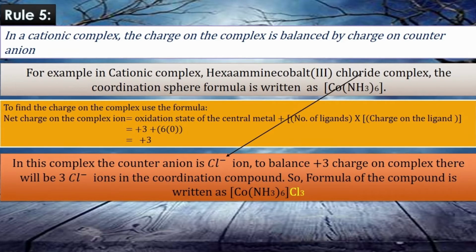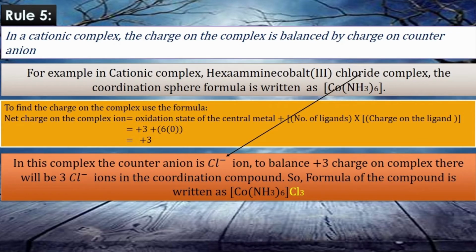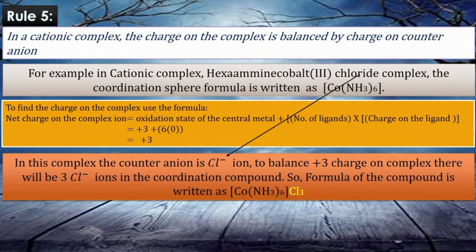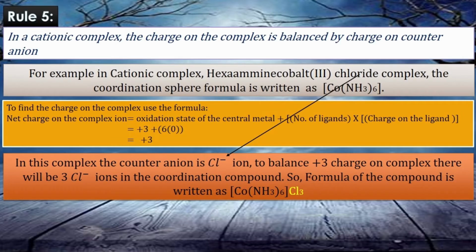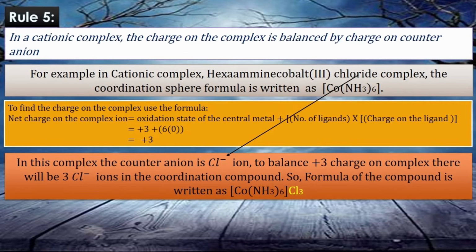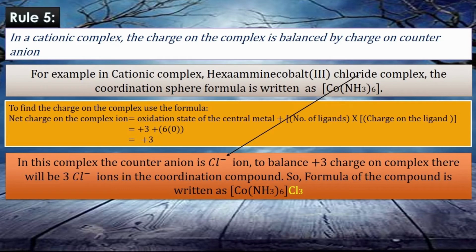The next step is you have to find the charge on the complex. To find the charge on the complex, we will use the formula: net charge on the complex ion will be equal to oxidation state of the central metal plus number of ligands into charge on the ligand. We know the oxidation state on the central metal from the name of the complex. From the name itself, it is given.